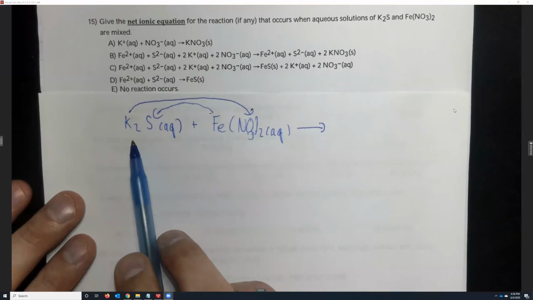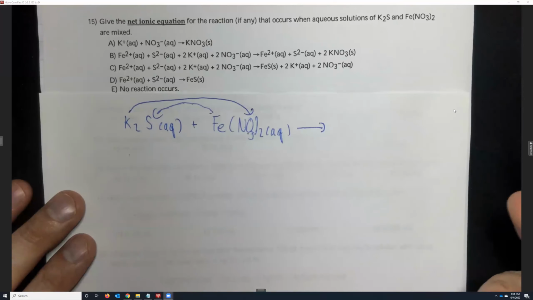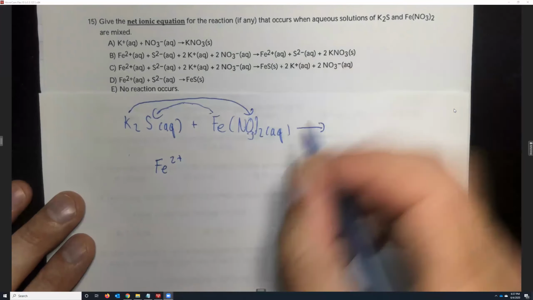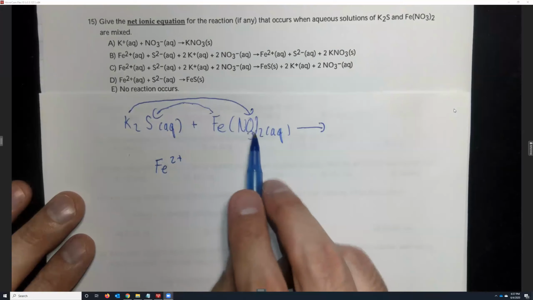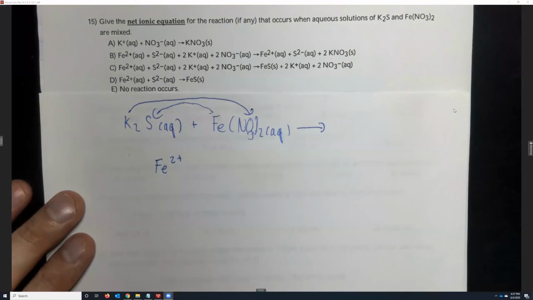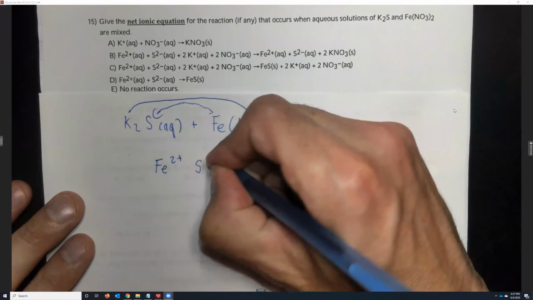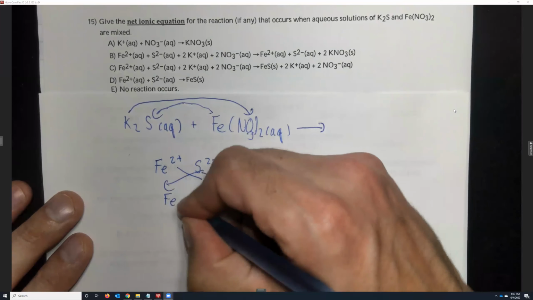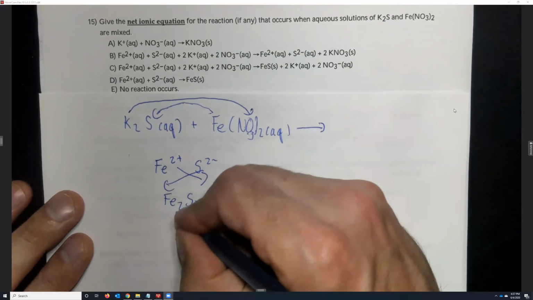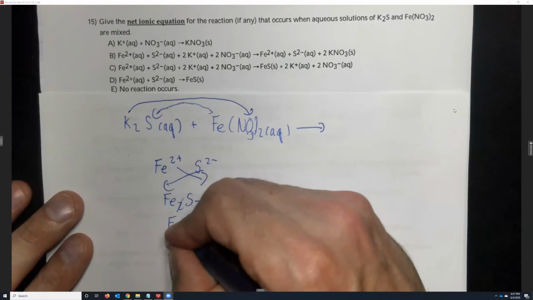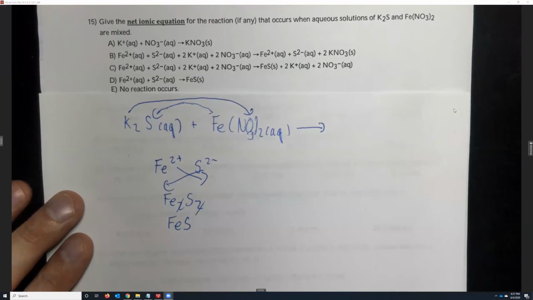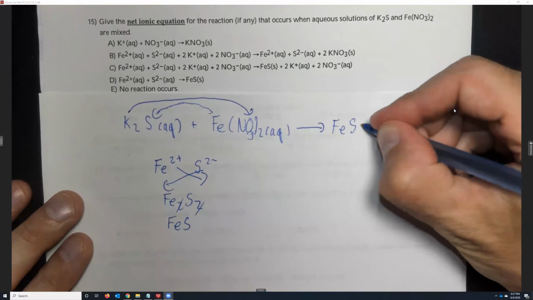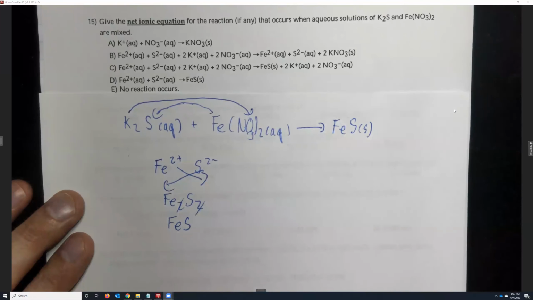The next thing we have to do is figure out what that is. Well, we have Fe2+. It's with 2 nitrates, so this is -2, so Fe has to be +2. And we have S2 minus. We cross them, we get Fe2S2, but because they're both 2, we cancel it out, and we get FeS as our solid compound. So FeS solid is formed.